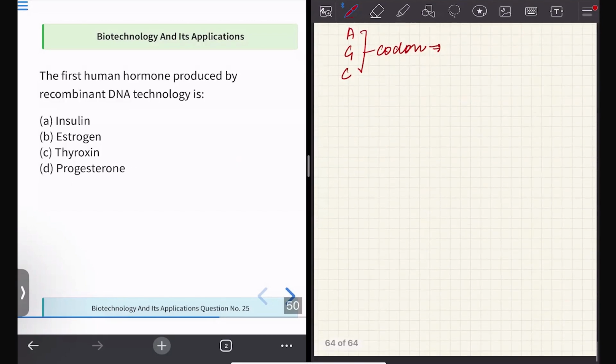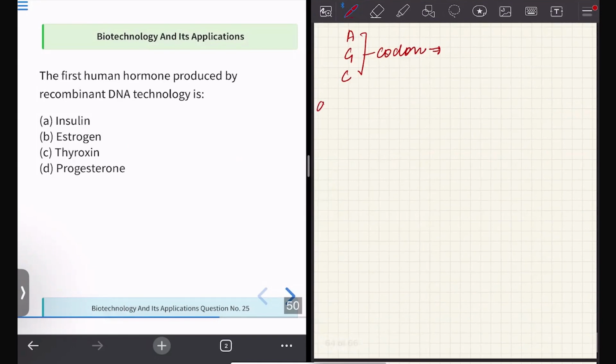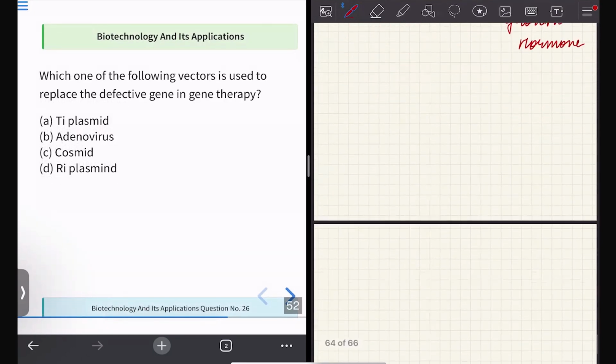Okay. So the first hormone that was produced by recombinant DNA technology, we have question number 25. First hormone that was produced was insulin, human insulin, and it was produced in bacteria. And after that, what was produced? Human growth hormone.